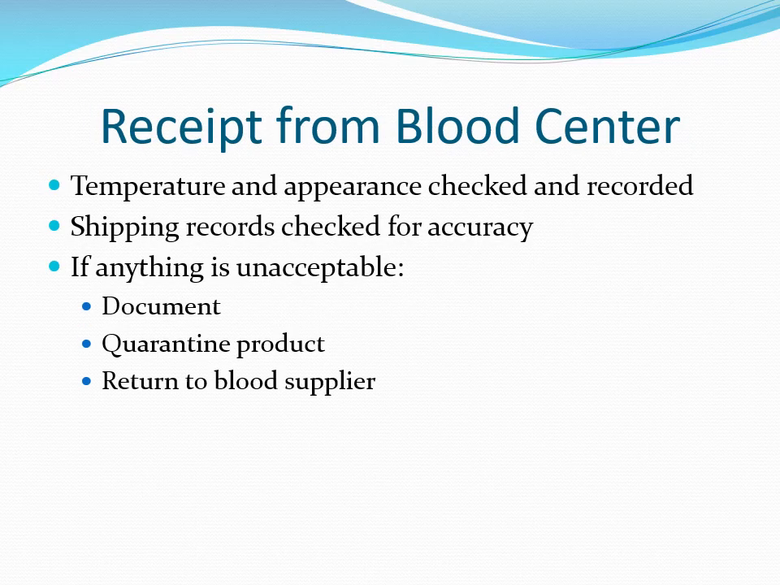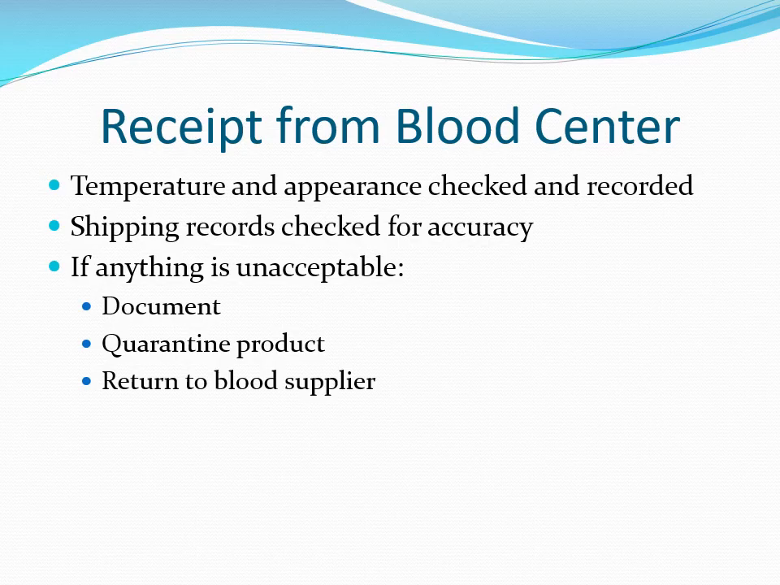So we're also going to get a receipt from a blood center, or a receipt from someone from the blood center that sent it to you. So the temperature and the appearance are checked and recorded. The shipping records are checked for accuracy. And if anything is unacceptable, we're going to document, quarantine the product, and return it to the blood supplier.